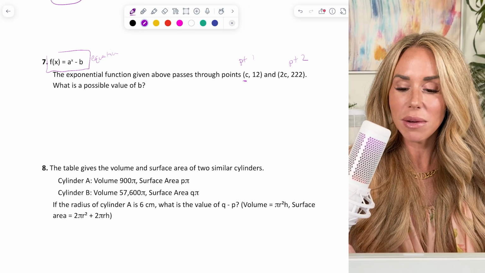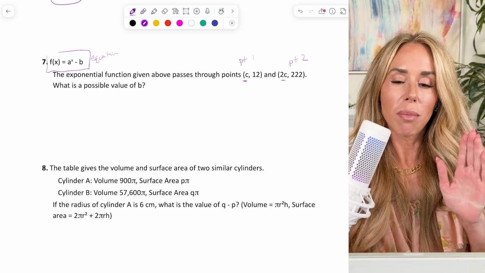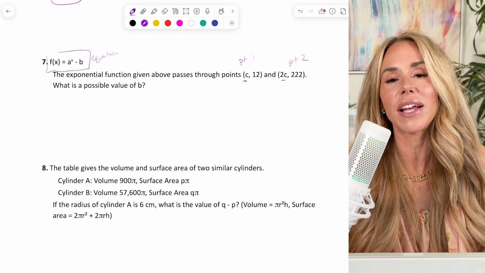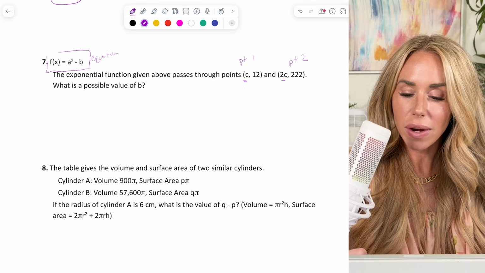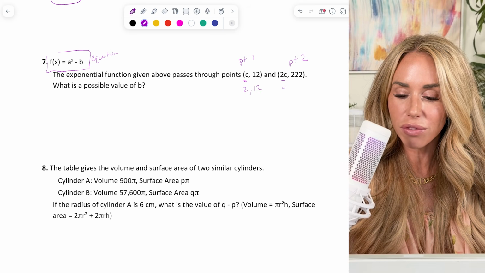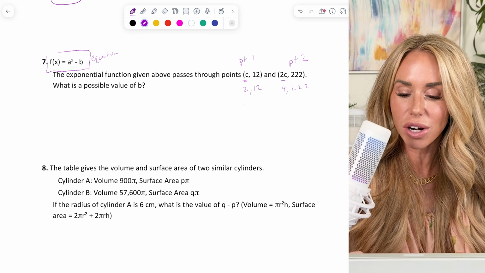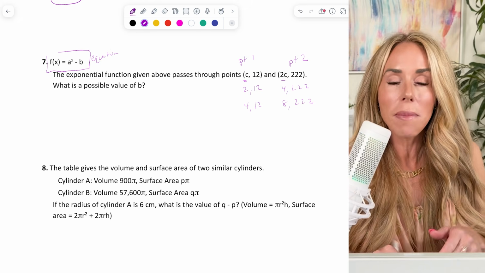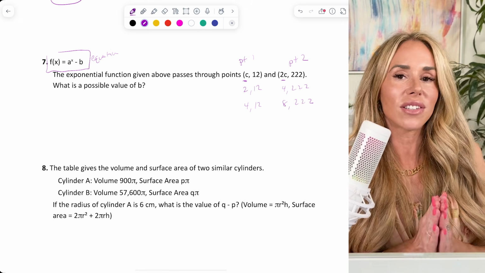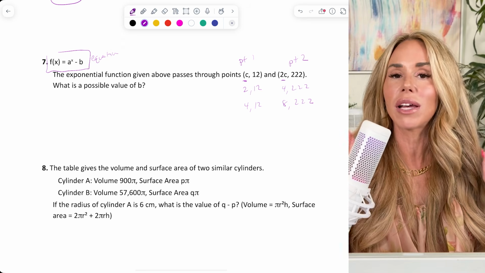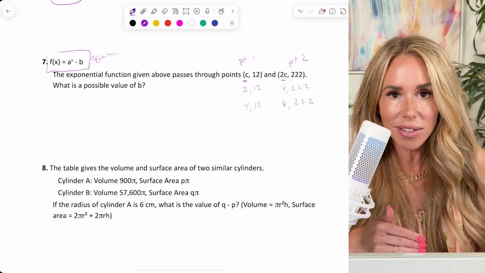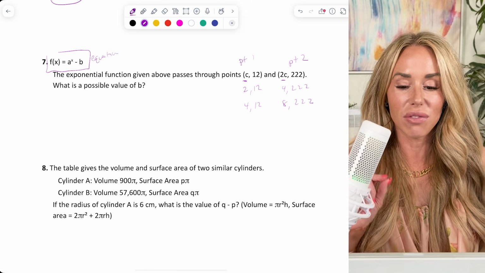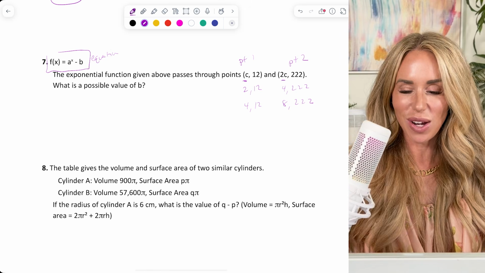Now the thing is they made these ambiguous, but they relate to each other. The x coordinate in the first point will then double for the second point. So I could try 2, 12 and 4, 222. I could try 4, 12 and 8, 222, etc. What's interesting is you'll notice it doesn't change the answer. So you can pick any value for c that you want and then just double it for the second point and you'll be able to get your value of b. Let me show you how that works.